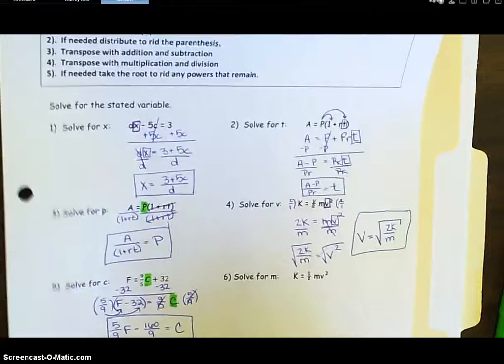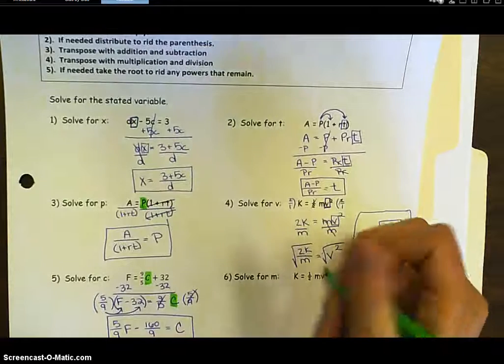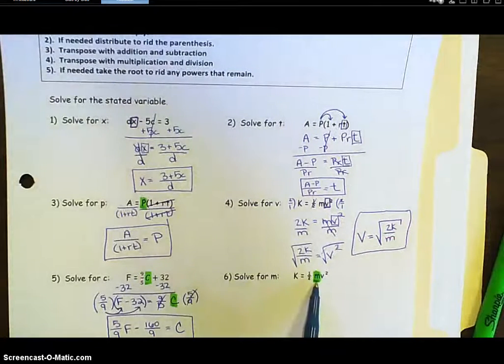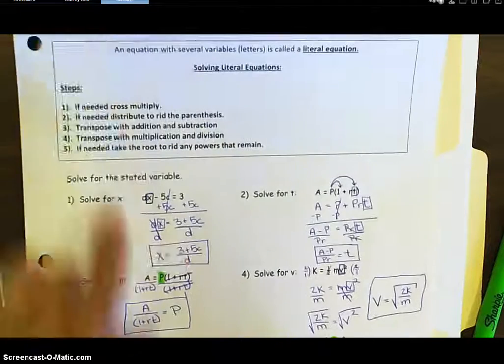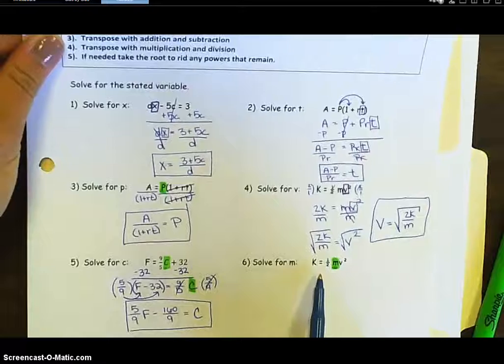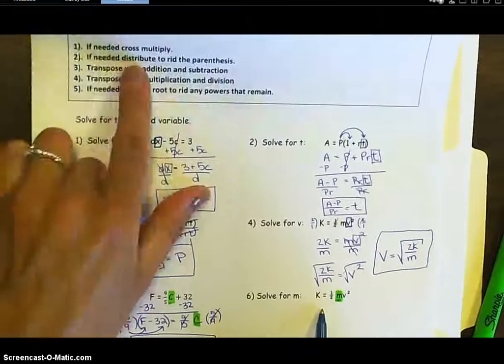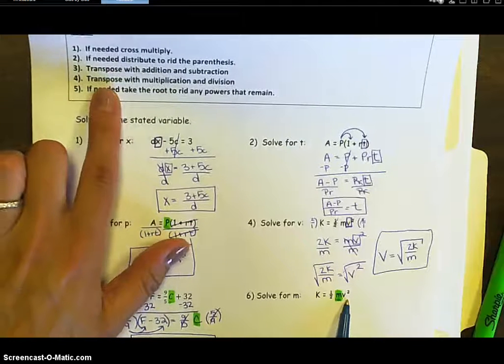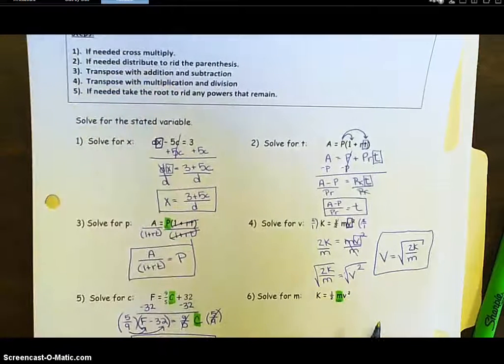Okay, up next, let's take a look now at 6. Solve for M. So I'm going to highlight M. I want to keep M exactly where it is, and I want to bring everything else to the other side. So let's take a look. If needed, cross multiply. Don't have to do that. If needed, distribute. Don't have to do that. Transpose with addition and subtraction. There's no addition or subtraction. Number 4, transpose with multiplication and division.